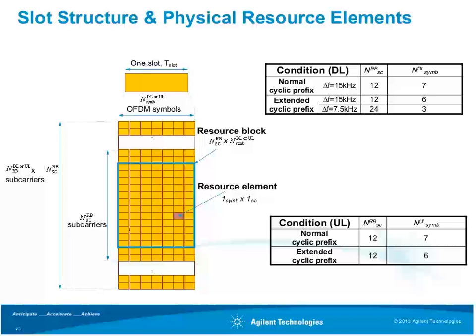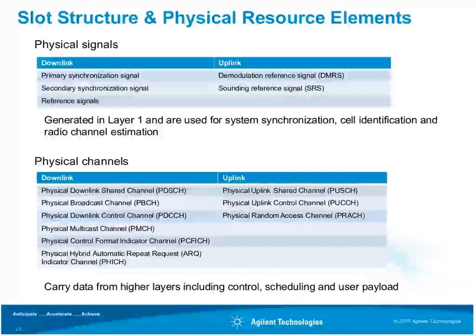Now, the resource elements are used to make up what's called a resource block. The resource block is the basic unit of scheduling. It has one slot, which is half a millisecond in the time domain, and 180 kilohertz in the frequency domain. The numbers of subcarriers and symbols change depending on the cyclic prefix and the carrier spacing. So for a normal cyclic prefix, there are seven symbols and 12 carriers, which end up being 84 resource elements.